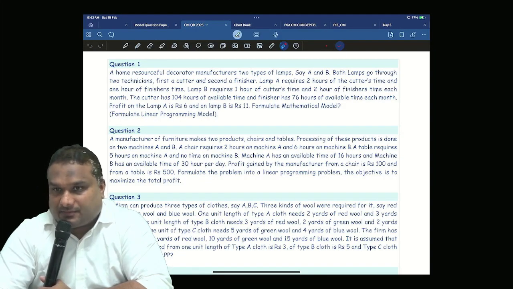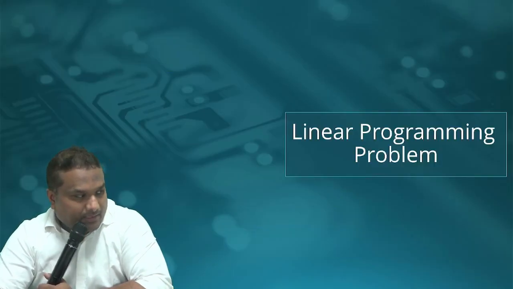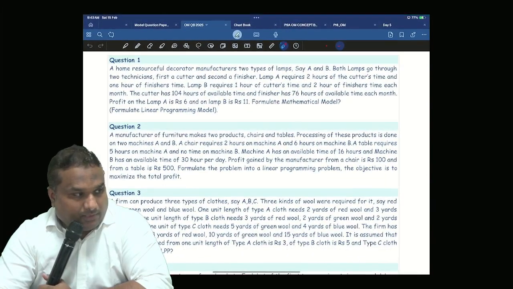Shall I start? Now, linear programming problem. What is the name of the topic? Tell me. Linear programming problem. What is a linear programming problem?